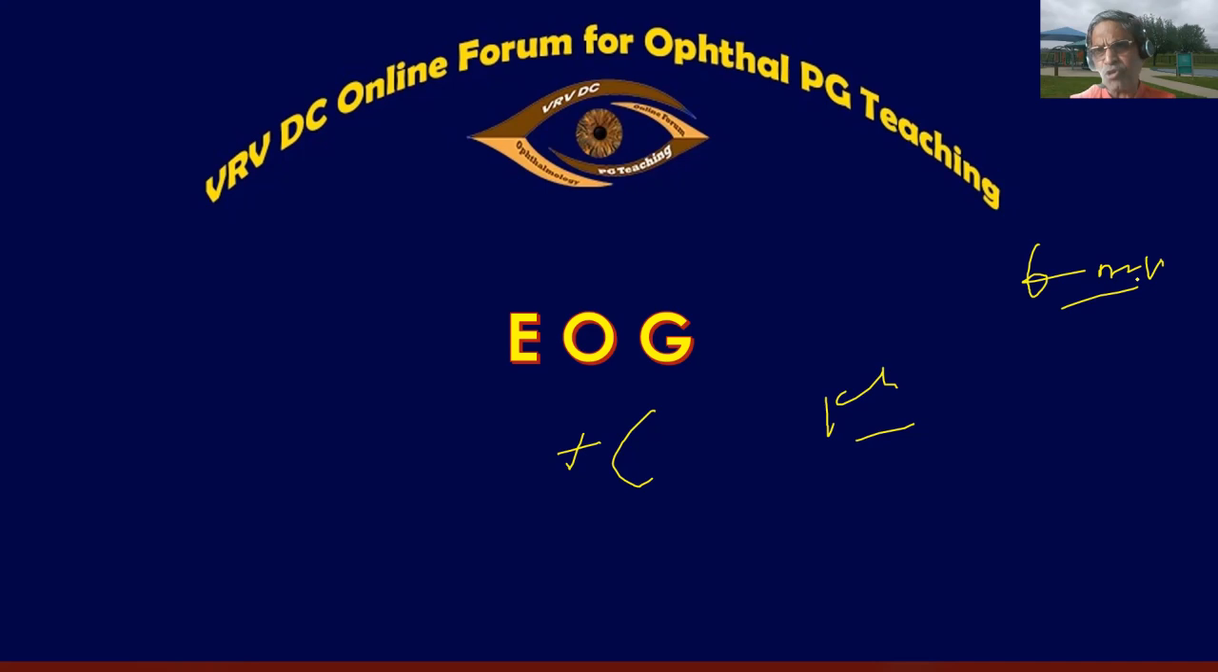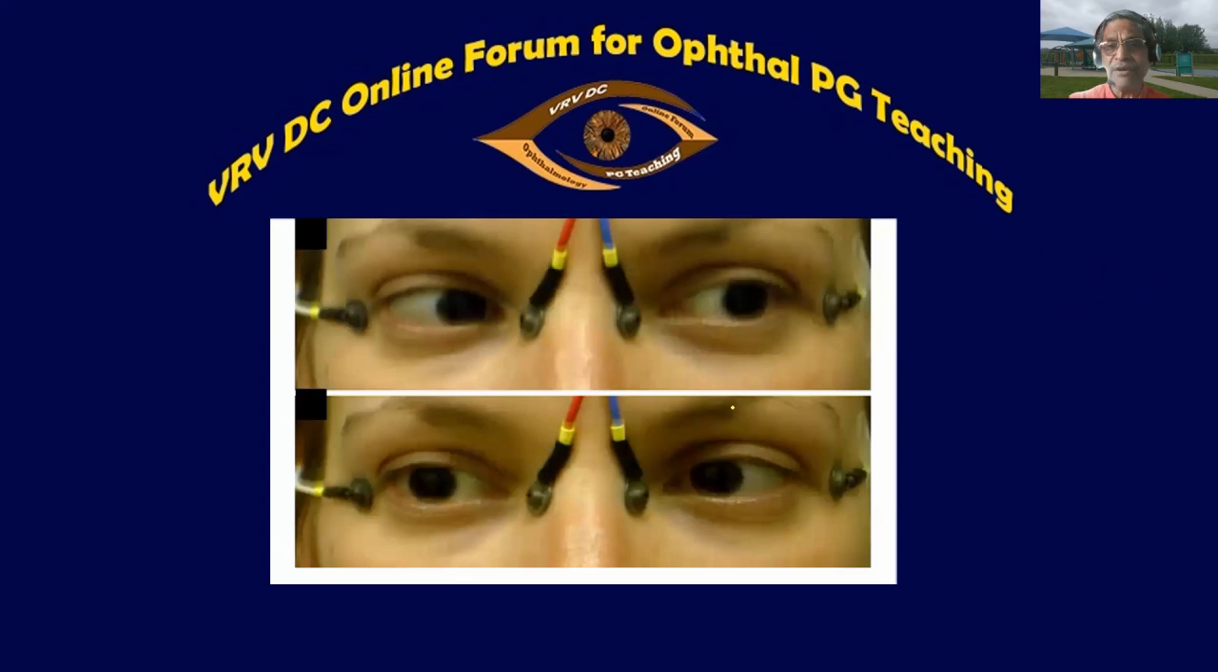Now I'll tell you what they do in EOG. You have electrodes at the lateral canthus and medial canthus, like this. Imagine now, the cornea is totally positive. Remember, the cornea is positive and the back of the eye is negative.